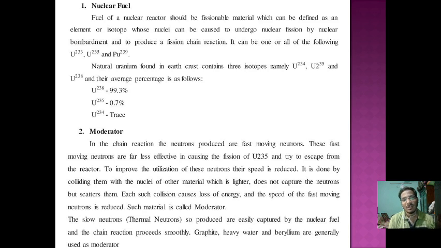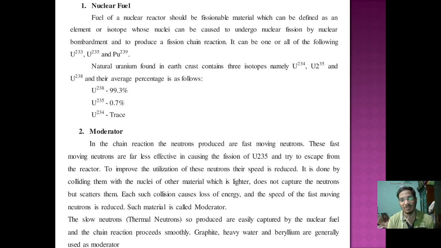Moderator. In this chain reaction, the neutrons produced are fast moving neutrons. For the purpose of generating heat energy in that chain reaction, the neutrons are produced with fast motion. These fast moving neutrons are far less effective in causing fission.